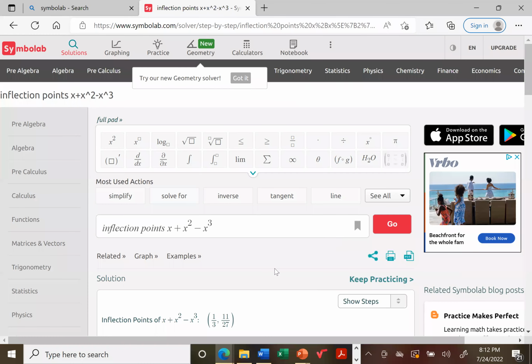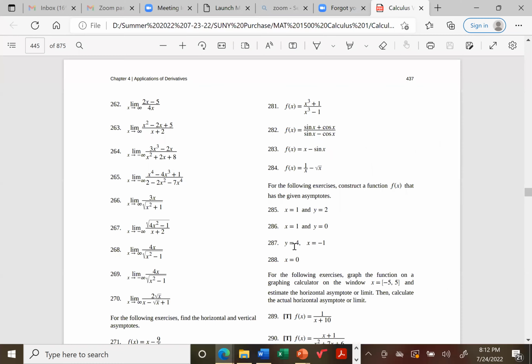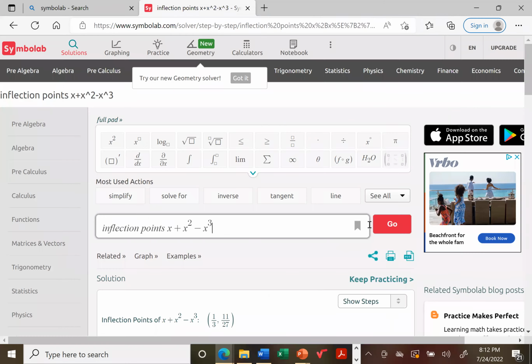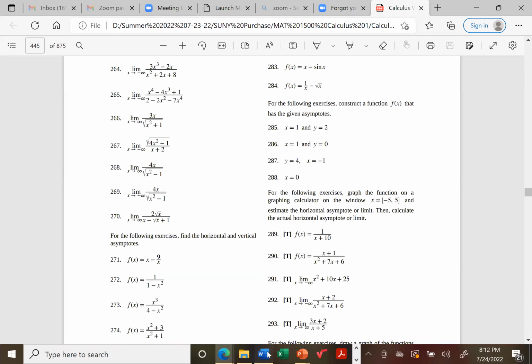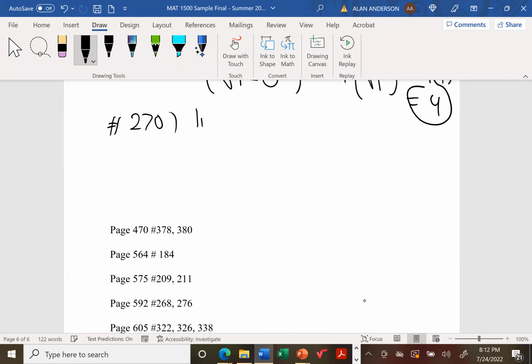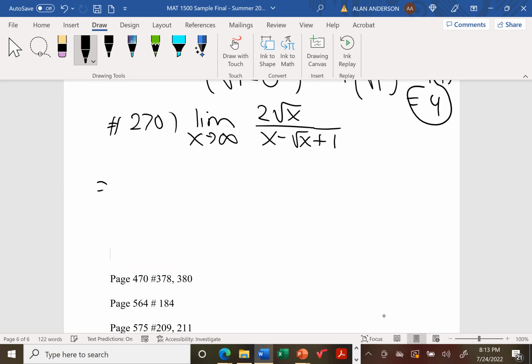So anyway, 270, let's go back to the book. Same idea, it's the limit as x goes to infinity of 2 radical x over x. Now this one, well, all right, it's going to be very similar. It's just a little bit messier. So, all right, let's do this. Let's move this 2 outside.